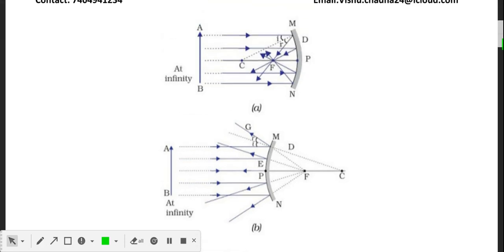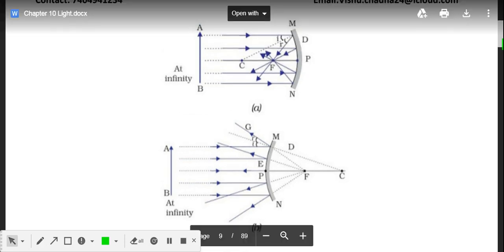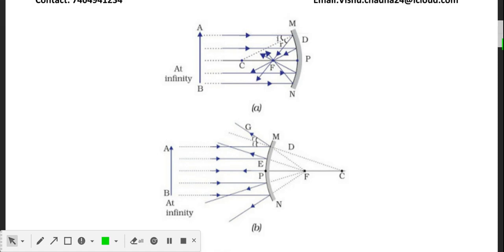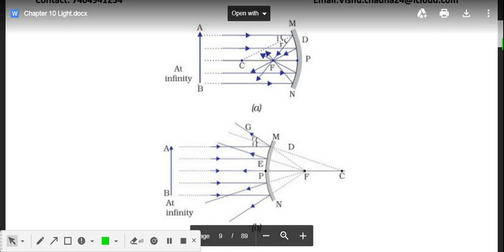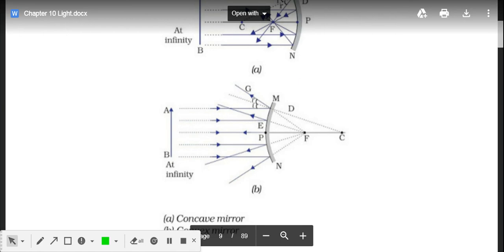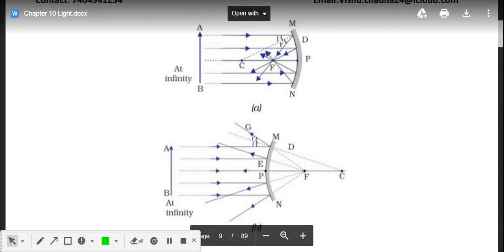So there are two types of mirrors getting formed over here. These are the rays, right? The object is kept at infinity, quite far away, and in this way the rays are coming from the object. These are basically the two kinds of mirror that are formed. The first one is concave and the second one is convex.